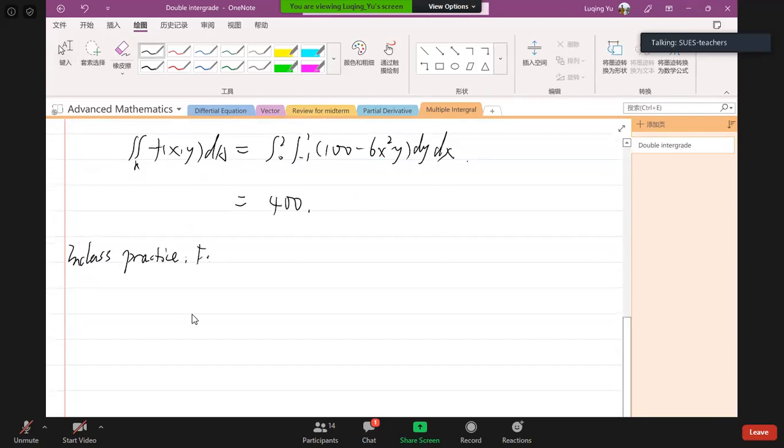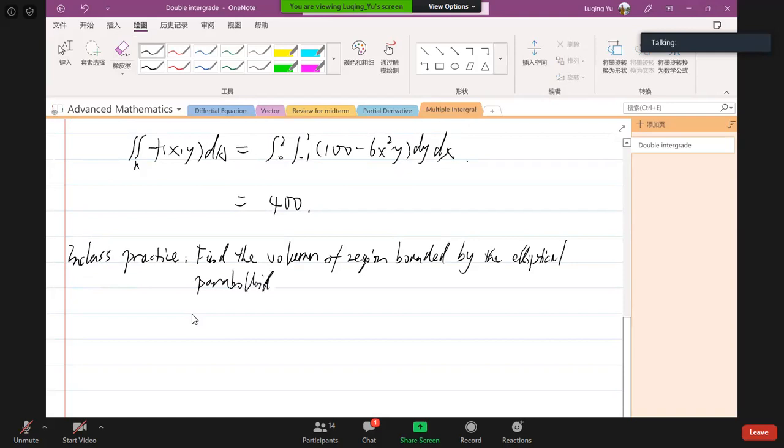So you have to find the volume of the region bounded above by the elliptical paraboloid z equals 10 plus x squared plus 3y squared, and below by the rectangle R, where the region is x belongs to 0 to 1, and y belongs to 0 to 2.